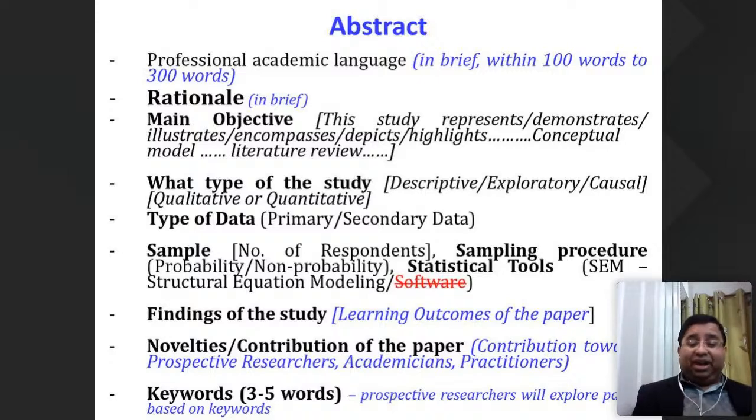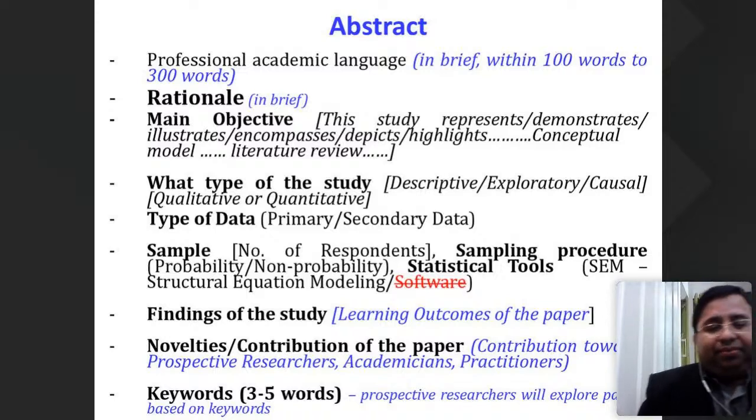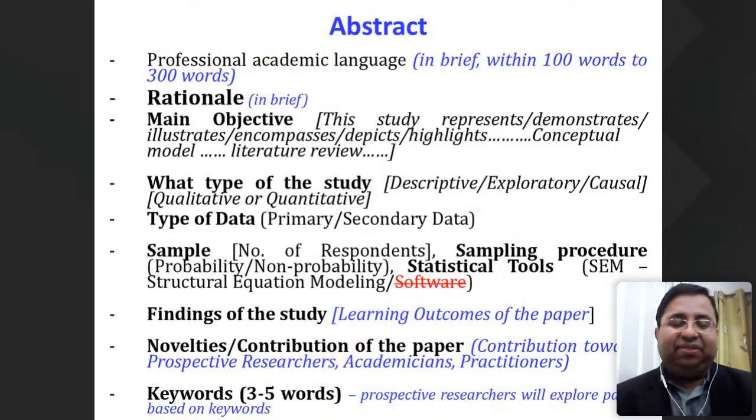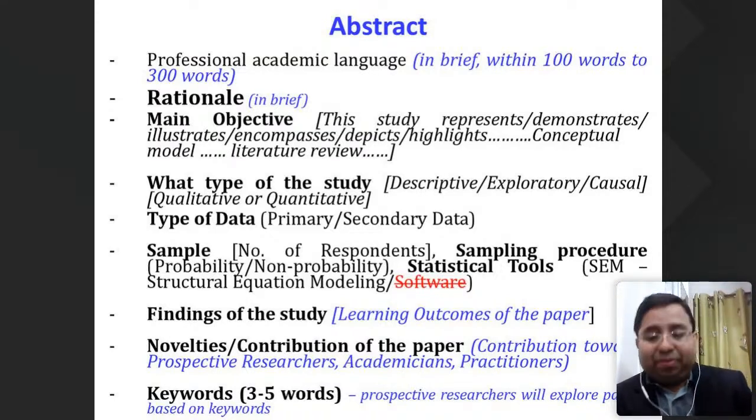And the rationale, very brief. I would say one sentence. Just one sentence. How can you write it down? You have to mention the main objective.